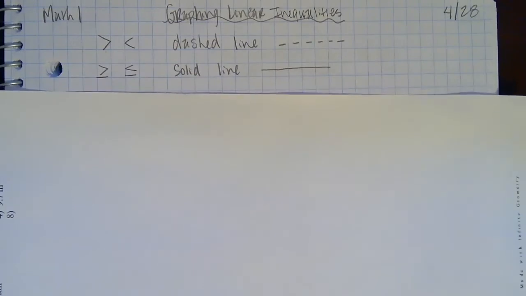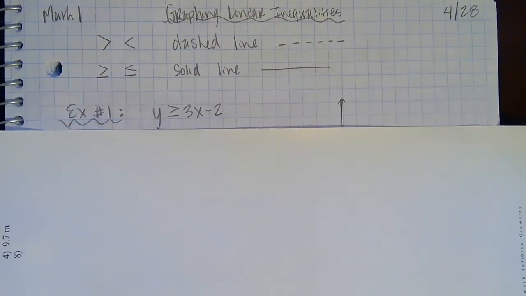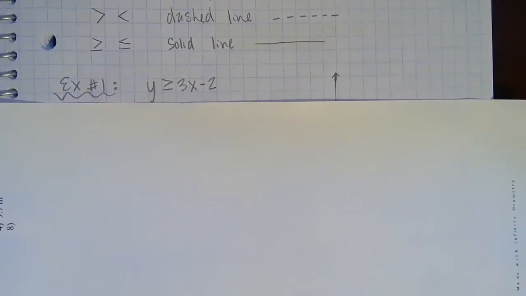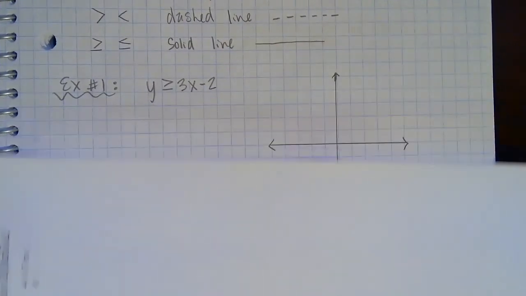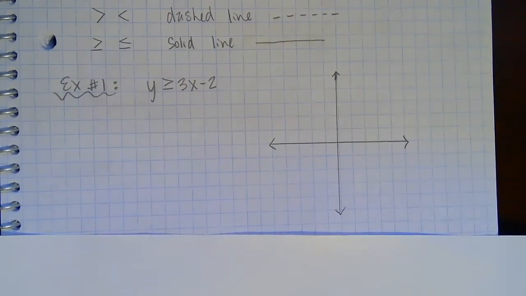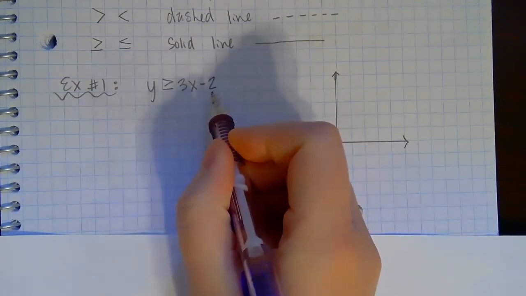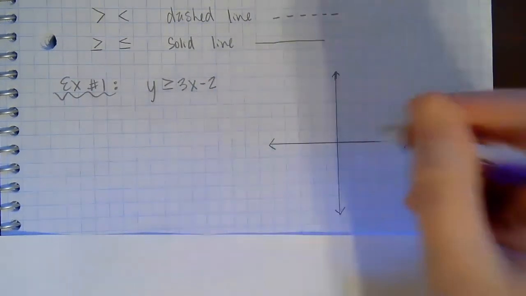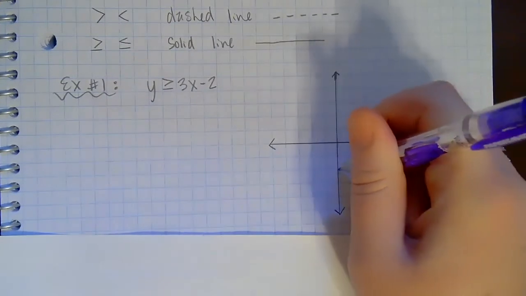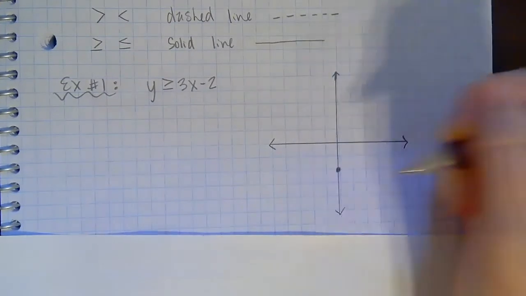So let's look at an example here. I want to graph y is greater than or equal to 3x minus 2. I'm going to start by graphing it the same way I would graph it normally. Remember, we always start with our y-intercept, which is the -2. So I go down 2, 1, 2, and make a point there, just like we would normally.